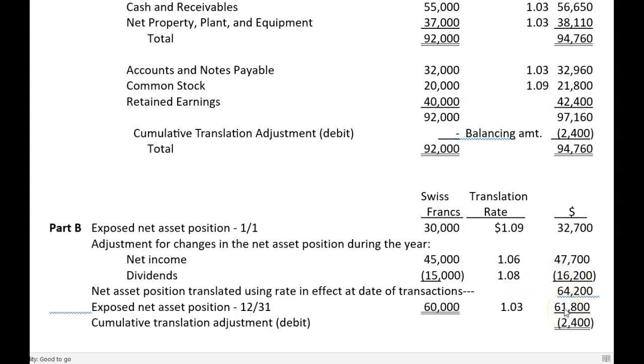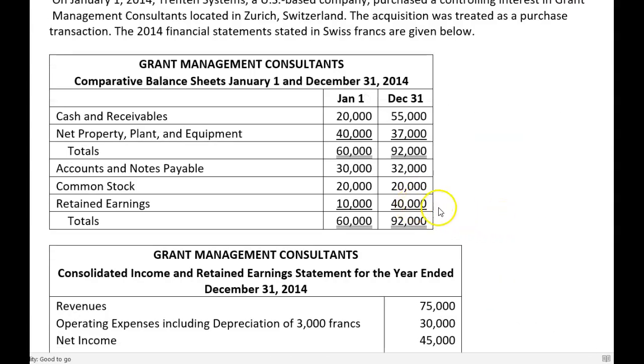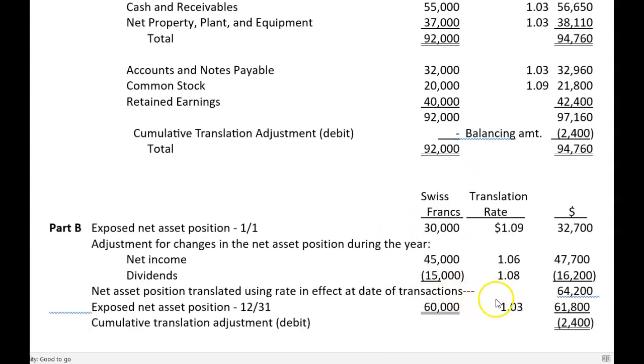At the end of the period, the exposed net asset position, the net assets, are 60,000. Go back up here again. 20 plus 40 is 60, or 92 minus 32 is 60, same difference. And if we take 60,000 and use the rate at 12/31/2014, we get 61.8. So 64.2 minus 61.8 gives us that $2,400 difference that we sort of plugged in up here, and now we've proven that it's the right number.